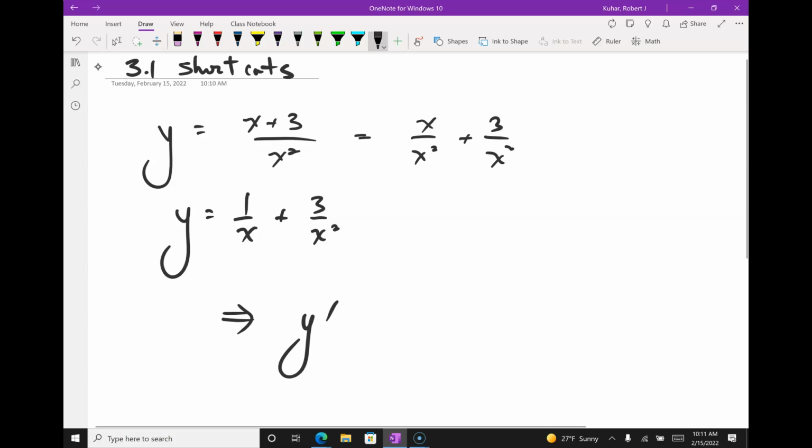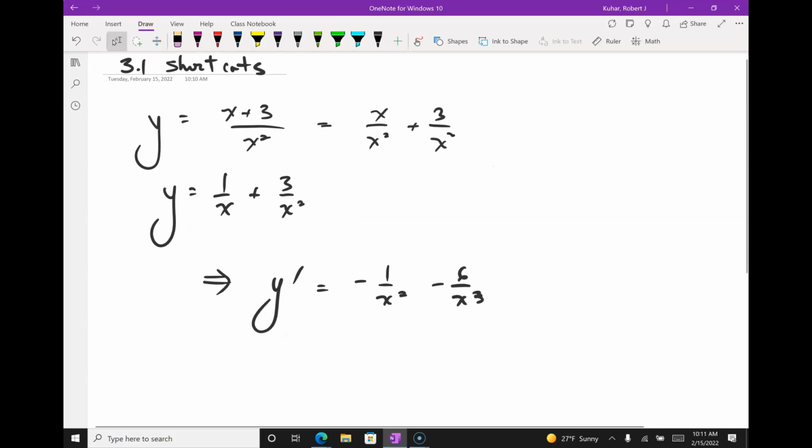right? So what's y prime? Anybody have this one memorized yet? Yeah, the derivative of 1 over x memorized yet? It's negative 1 over x squared. And what's the derivative of 3 over x squared? Negative 6 over x cubed. Yeah. Does anybody need to see those with the power rule? Anybody want to see either of those with the power rule? Yes?